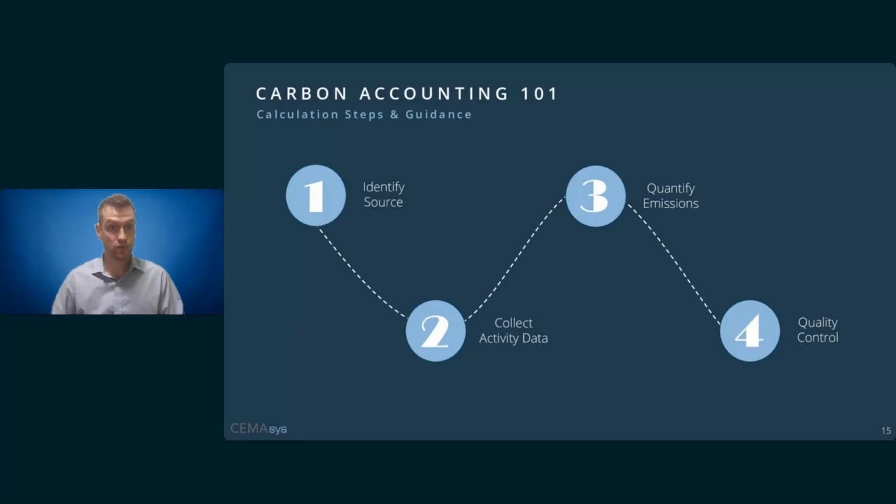We will now take you through these 4 steps and talk more specifically about how to identify sources, collect activity data in scope 1, 2, and 3, quantifying these emissions, and performing quality control overall.